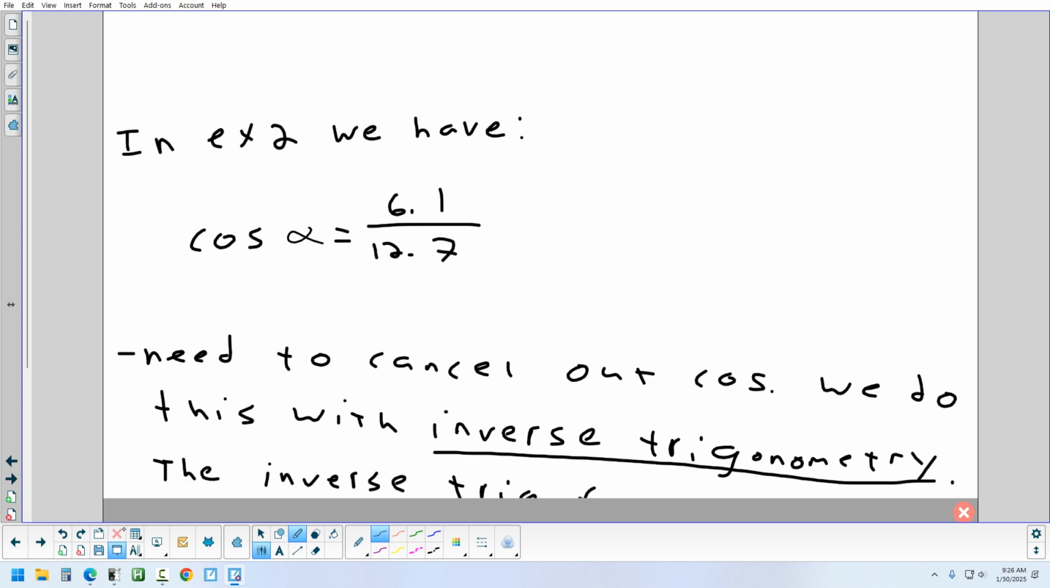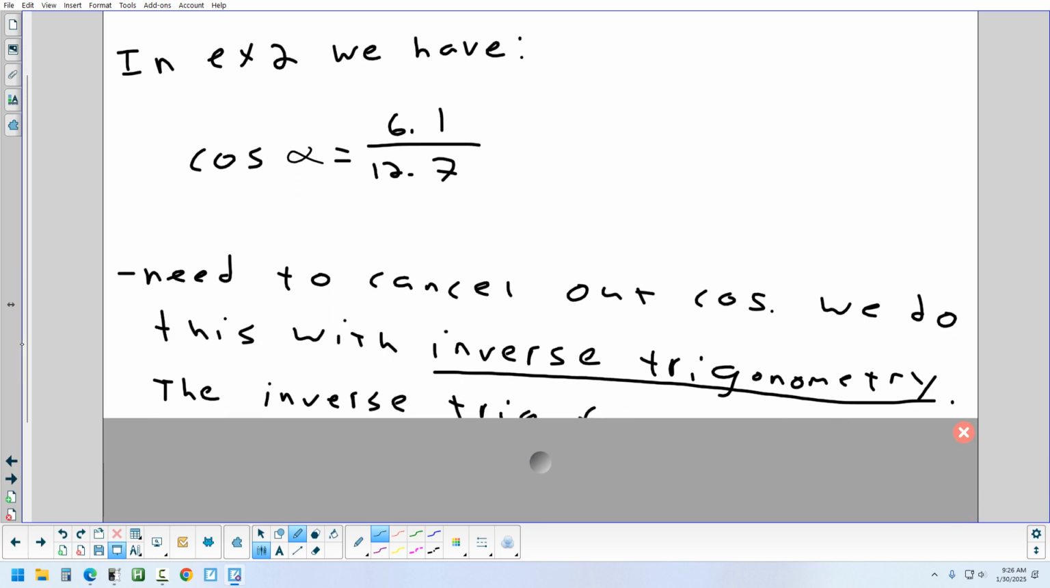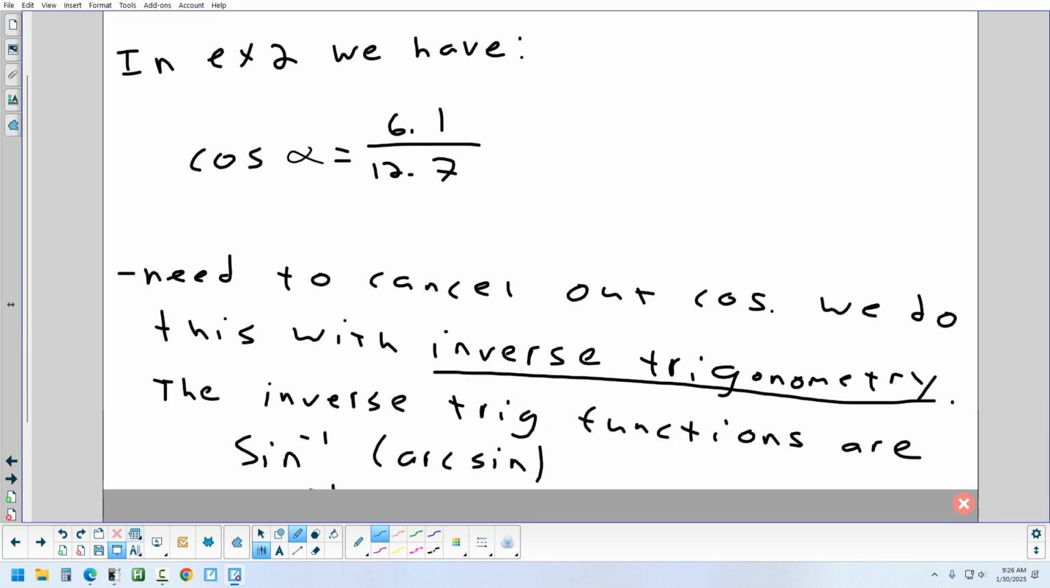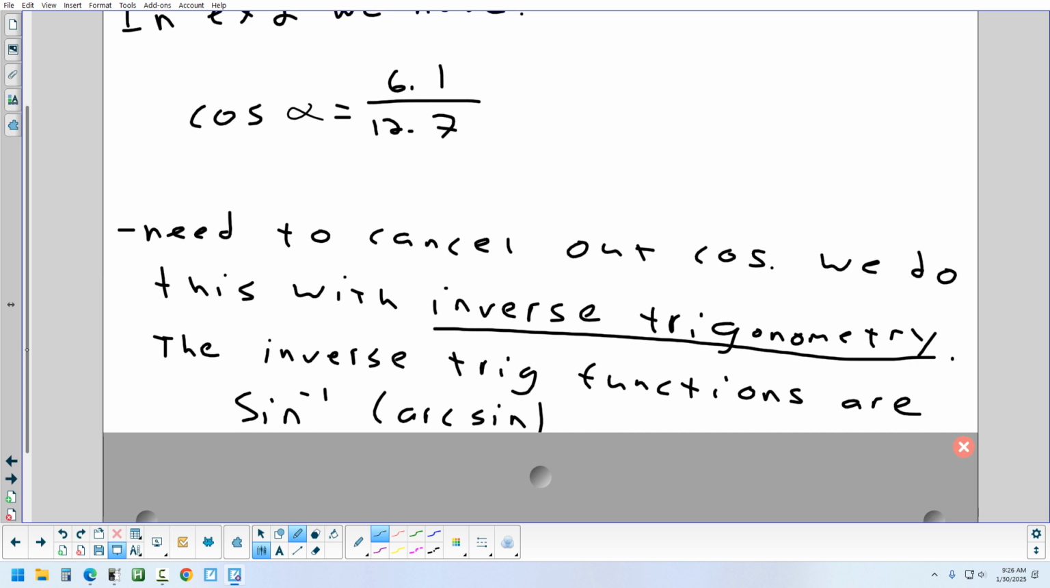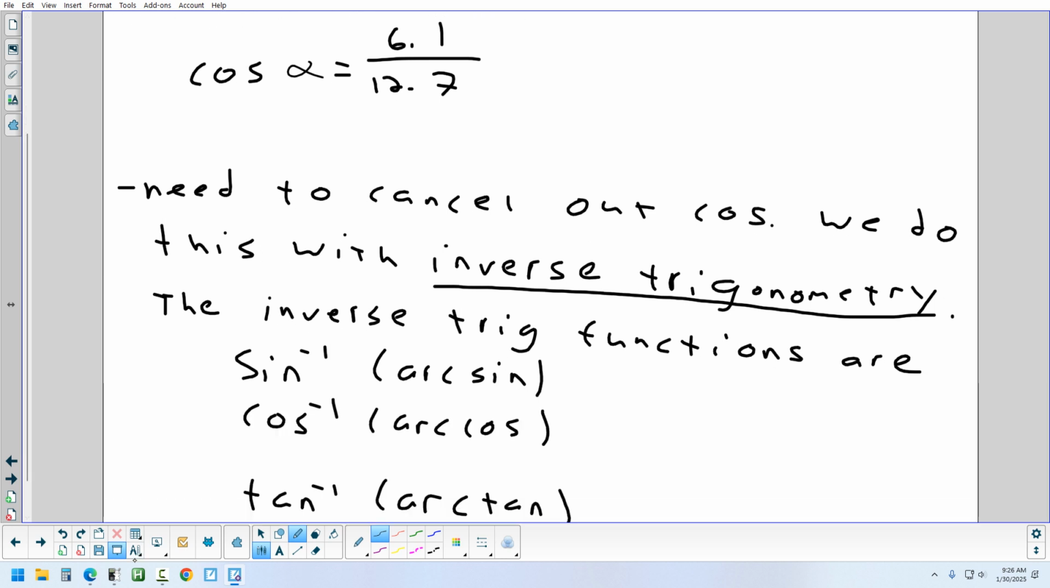And to cancel out that cosine, we have to use what's called inverse trig. Inverse trig is kind of like comparing squaring and square rooting. They cancel each other out. So there are 3 inverse trig functions we're going to look at. Inverse sine, inverse cosine, and inverse tangent. Having a -1 up a little bit higher has nothing to do with raising it to the -1 power. Putting a -1 a little higher on a trig function is a special symbol that means inverse trig.